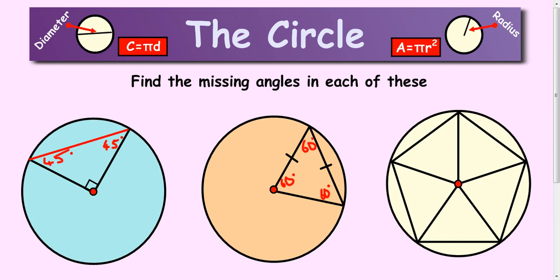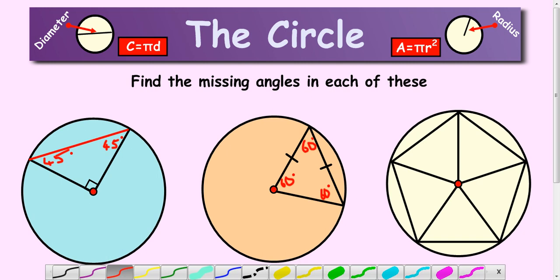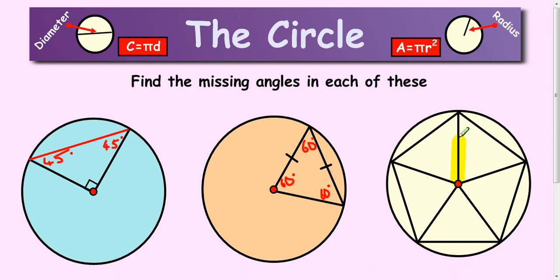Okay, the last example here. So if you look at this, you've got a radius here, a radius here, a radius here, a radius here, and a radius here. So we have got 1, 2, 3, 4, 5 isosceles triangles. Now the trick to this question is basically, can you work out one of these angles here?